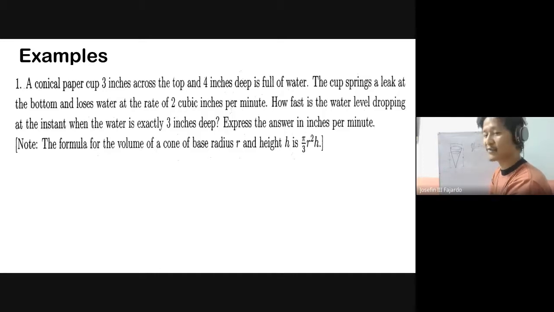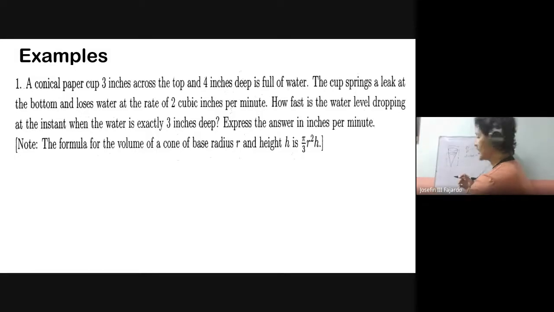So, first, sabi dun sa steps natin, we have to draw the diagram. We were able to draw the diagram. Next is we identify the known and the unknown variables. At a certain instant, the height is 3 inches. We need to find the rate of change of the height. So let us try now to identify an equation that will relate H and the volume.